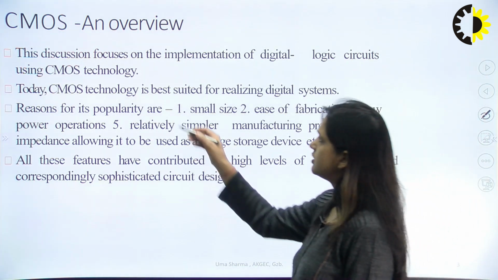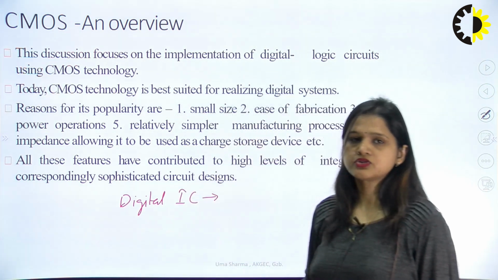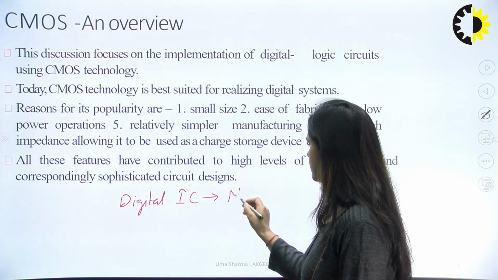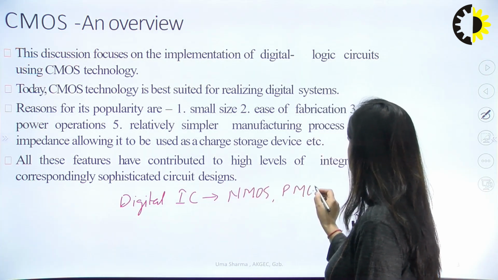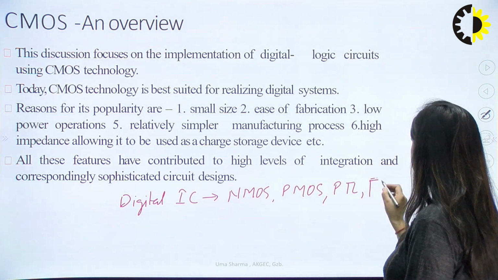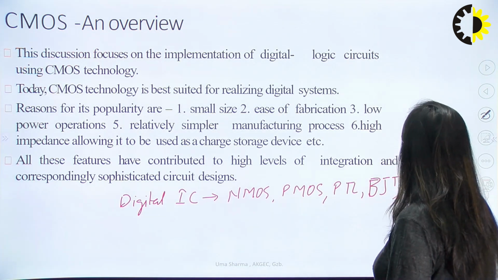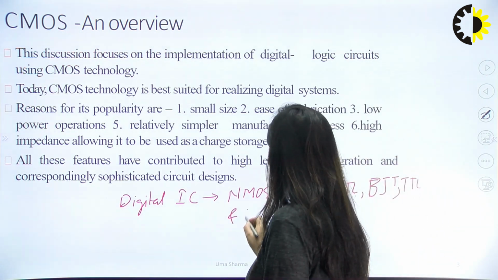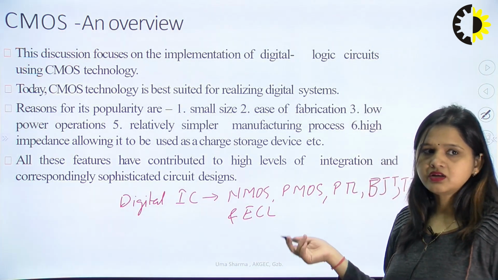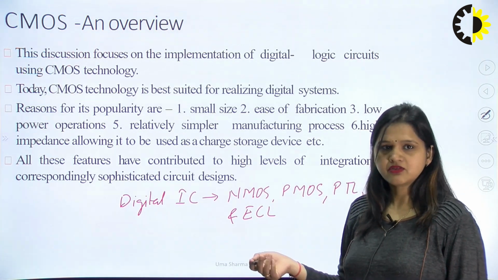When we talk about digital IC, there are so many technologies by which we can implement integrated circuits in the field of digital. These technologies are namely NMOS, PMOS, PTL, that is pass transistor logic, and some technologies based on BJT. BJT is another technology by which we can implement digital IC. Another is TTL, transistor transistor logic, and ECL, emitter coupled logic. And there are other technologies by which we can implement digital IC. They may be categorized in a non-conventional category like FGMOS technology, CNFET technology, and many more.